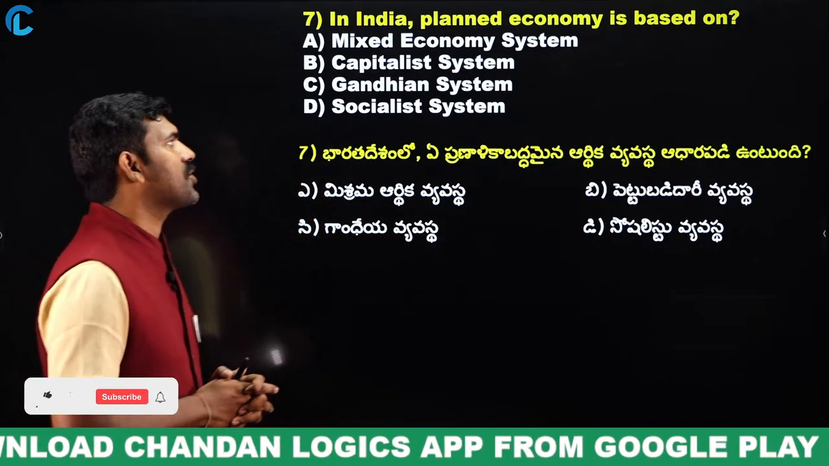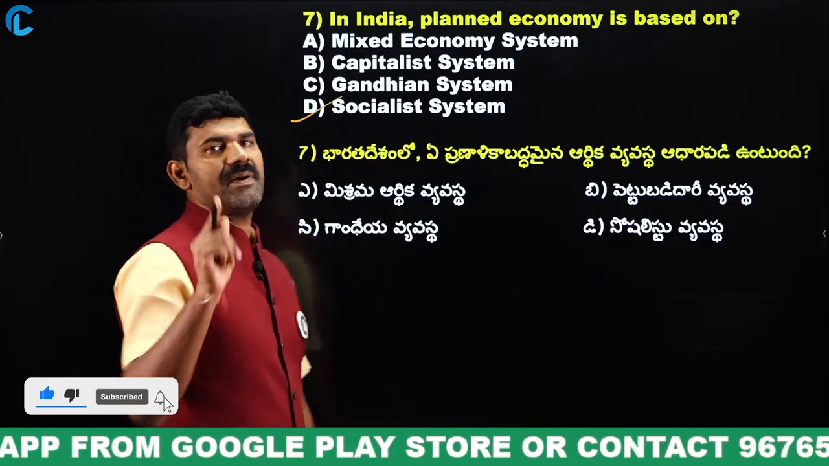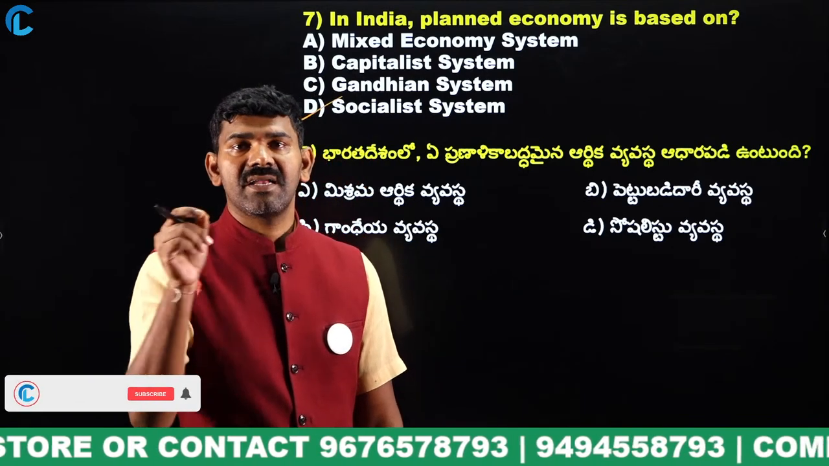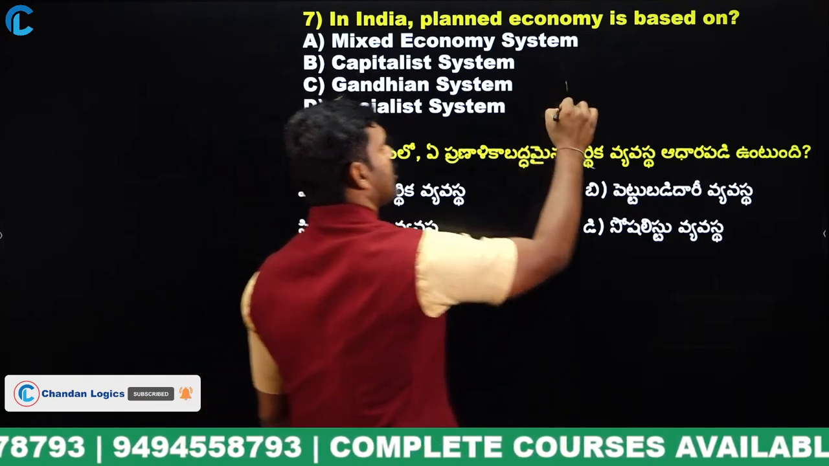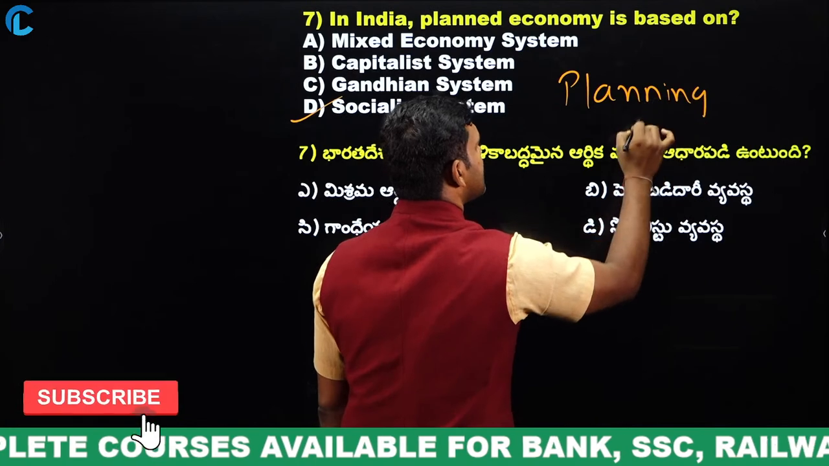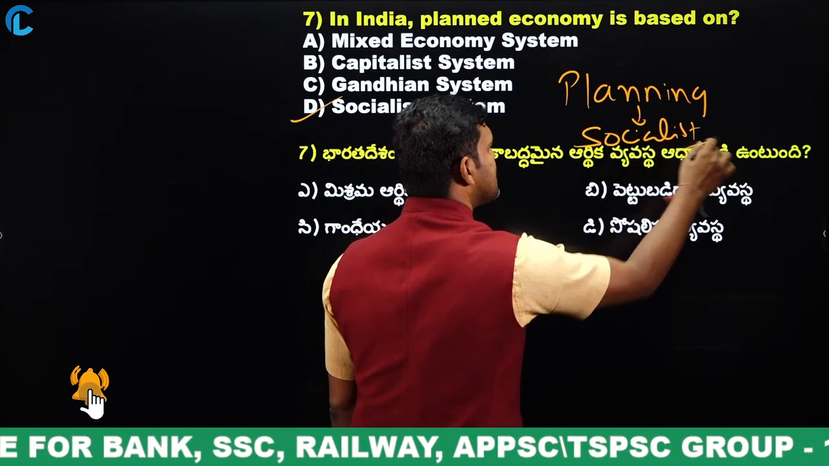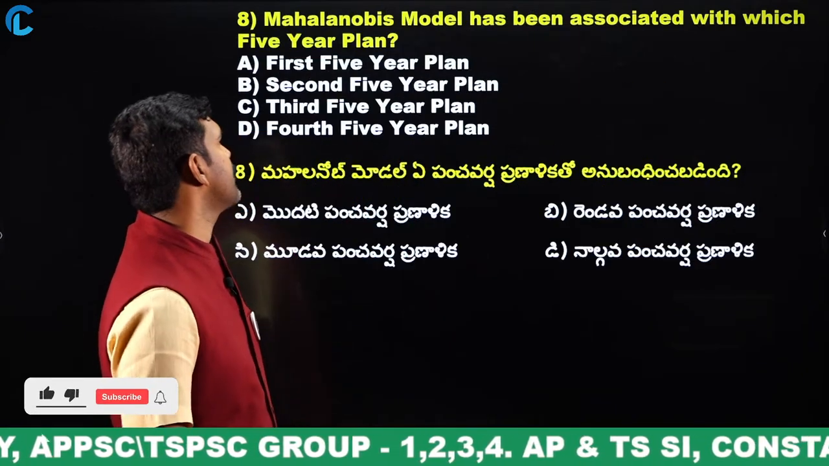I know that you are going to get confused. The right answer is socialist system. Remember that the concept of planning India has adopted from Russia. Russia has a socialist system. So, we adopted this concept of planning from Russia. And what kind of system does Russia have? Socialist system. So, the answer is socialist planning. Superb.